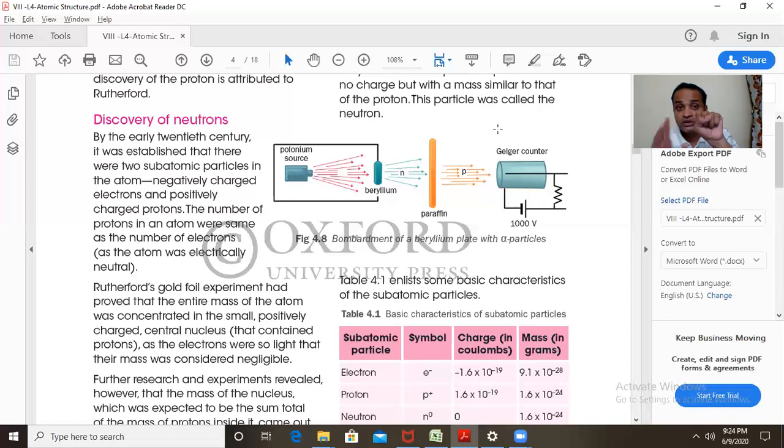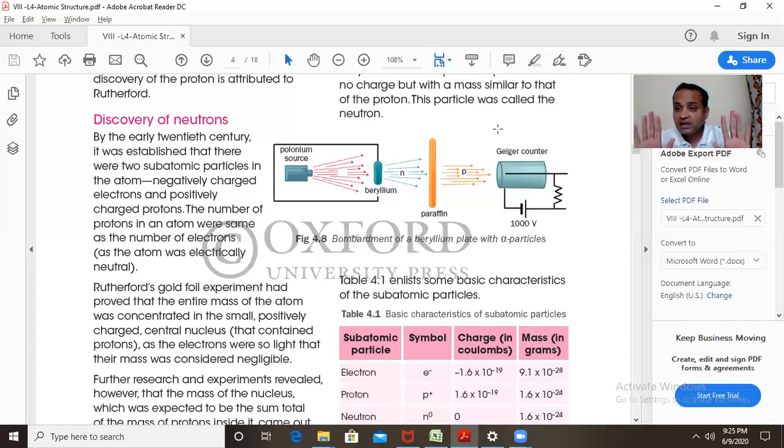Because they did not know that neutrons are present inside. They only knew that electrons and protons are present, and the mass of electrons is negligible. So where is the complete mass of an atom present? In the nucleus, right? And what is the mass? The mass of an atom was equal to the mass of protons. So if there are 20 protons, the mass will be equal to 20 units. If there are 5 protons, the mass will be equal to 5 units.